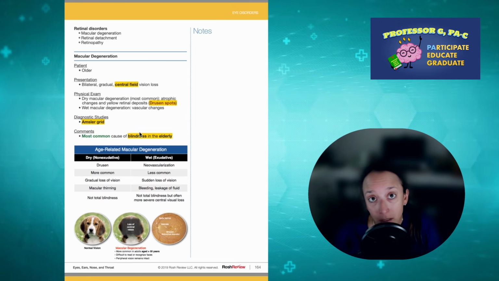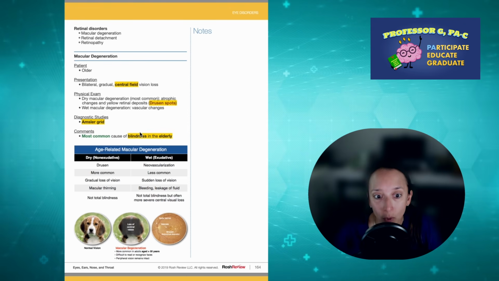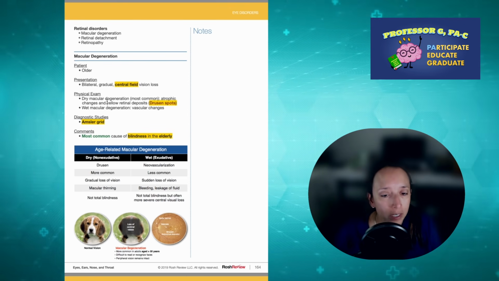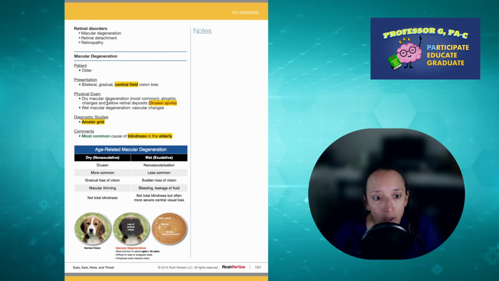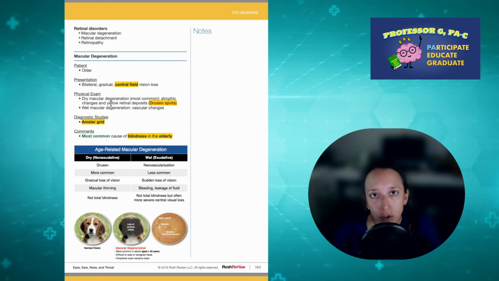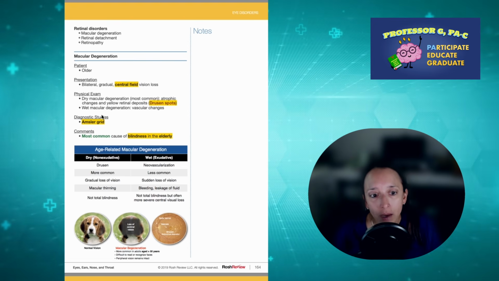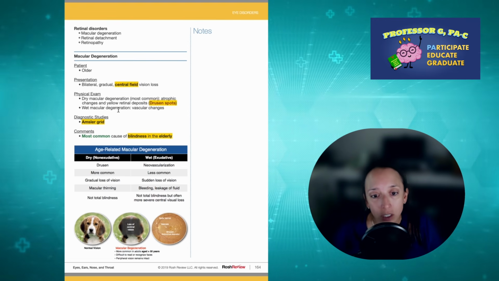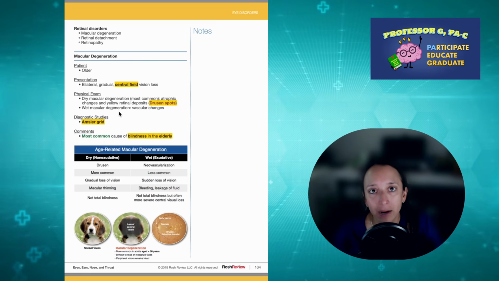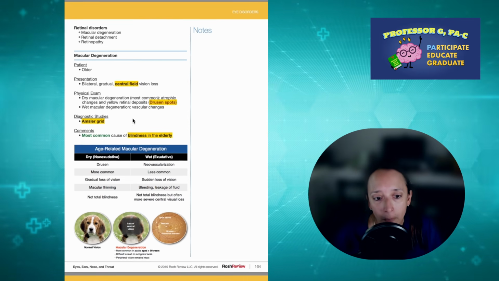We've got two types of macular degeneration. We've got the dry type and the wet type. So with dry macular degeneration, which is by far most common, we're going to get atrophic changes and yellow retinal spots, which are called drusen. With wet macular degeneration, we're going to also see this, but plus vascular changes at the back of the eye.